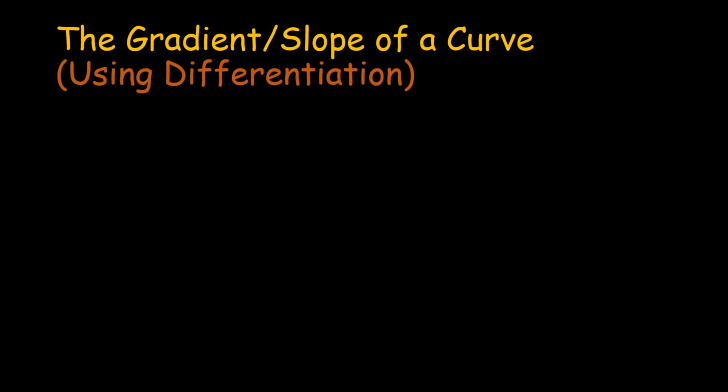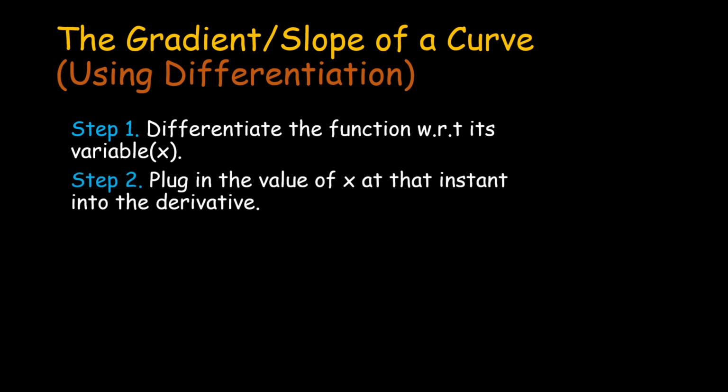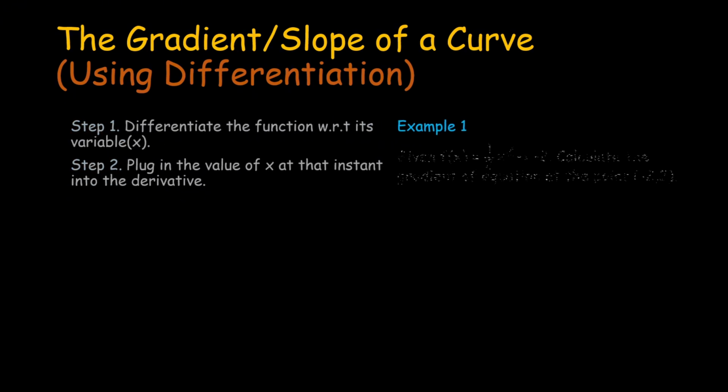So let's get started. The main steps we'll be using to get the gradient of a curve would be step 1, to differentiate the function with respect to its variable, in our case it's x, and then step 2, to plug in the value of x at that instant into the derivative. Let's take a look at example number 1.